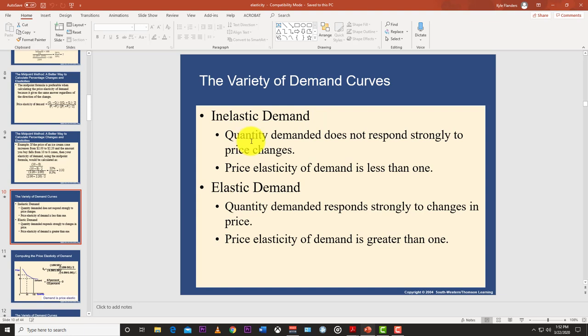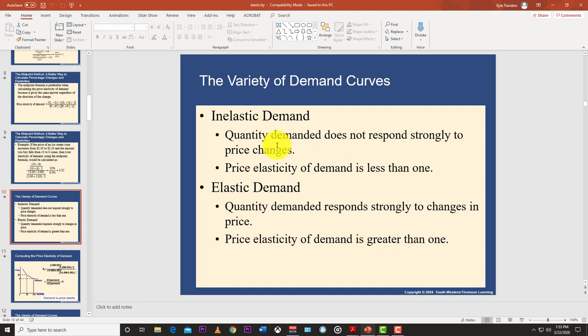In inelastic demand, quantity demanded does not respond strongly to price changes. That's inelastic demand, as we said before. So the quantity demanded does not respond strongly to price changes, and price elasticity of demand is less than one. A good example of this would be diabetes medicine, or medicine in general, right? You don't really change your demand based on the price, because it's something you must have. So it would be inelastic.